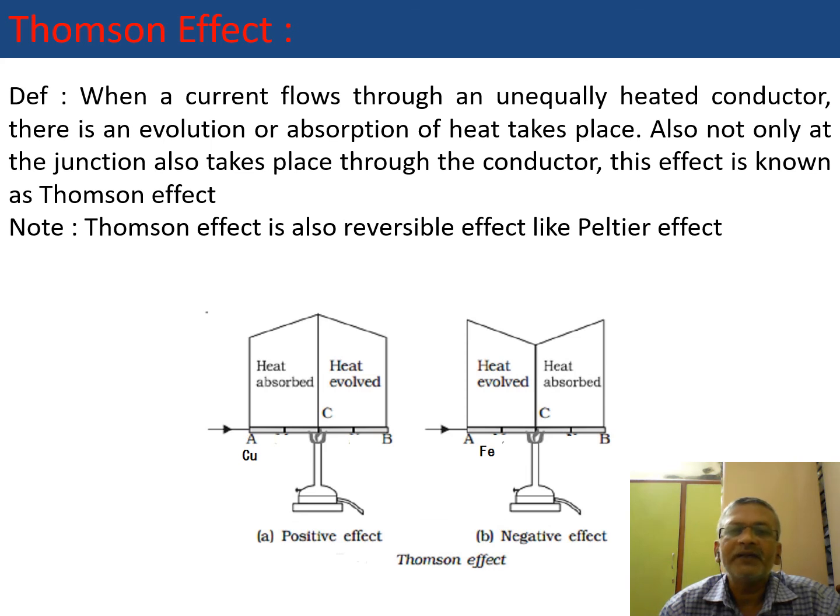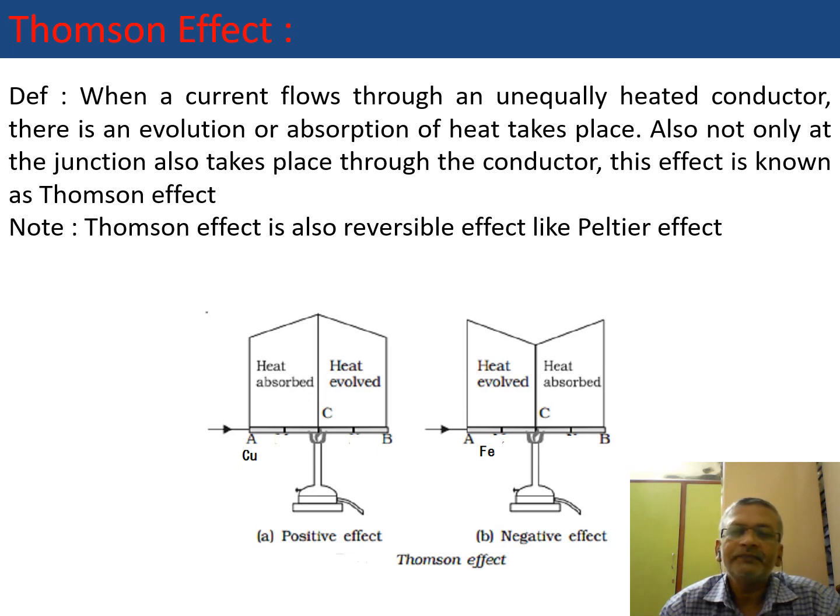Now, the Thomson effect. When a current flows through an unequally heated conductor, evolution or absorption of heat takes place, not only at the junction but throughout the conductor. This effect is known as the Thomson effect. The Thomson effect is also reversible, like the Peltier effect.